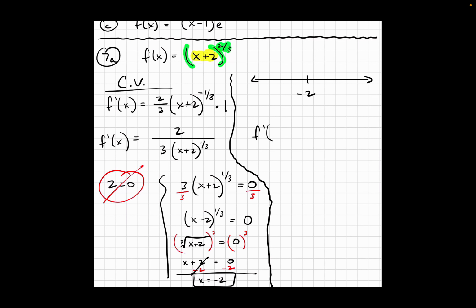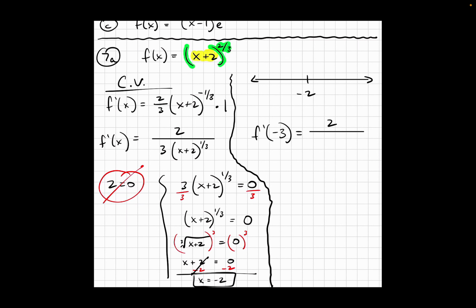So yeah, I would probably pick -3, plug it into the first derivative and see what I get. Remember, I don't care what number it is. I just want to know if it's positive or negative. Okay? So I'm going to plug in -3.